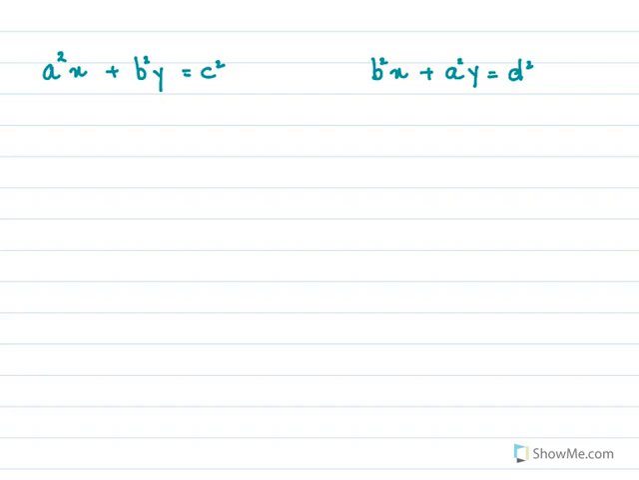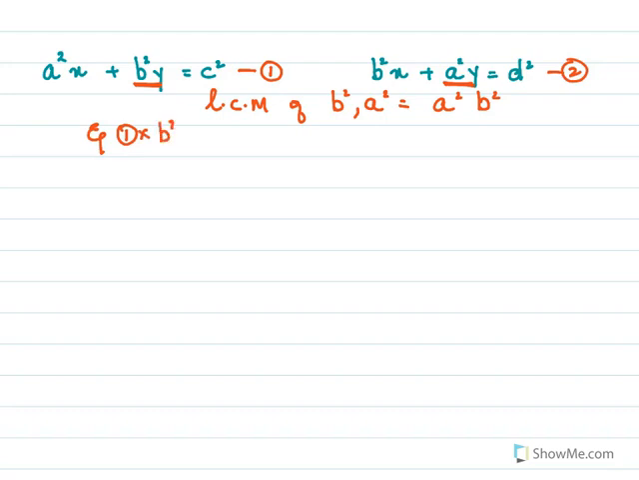Now it's time to equate the y coefficient. If you notice here, the coefficient of y is b square, and here the coefficient of y is a square. So I will take the LCM of b square and a square, which is a square b square. I put this as equation 1 and this as equation 2. My first equation 1 I will multiply by b square, and the equation 2 I'll multiply by a square.